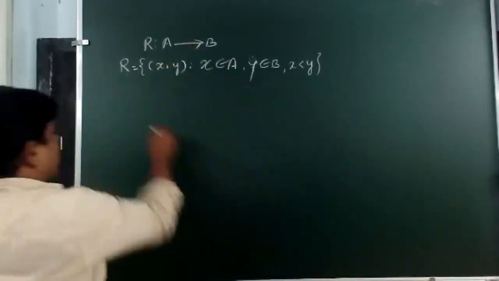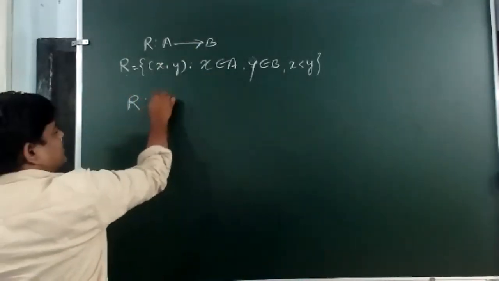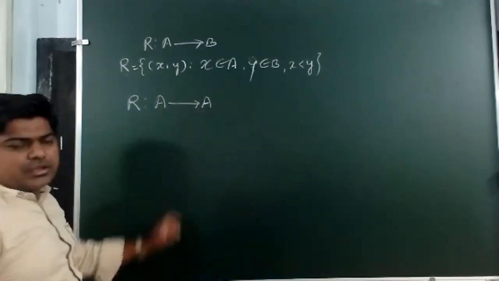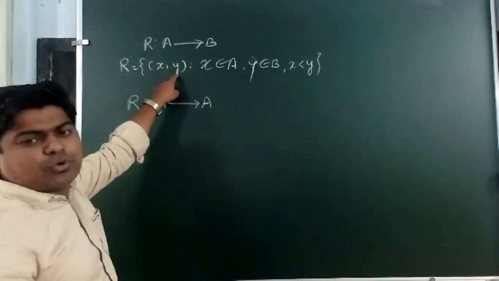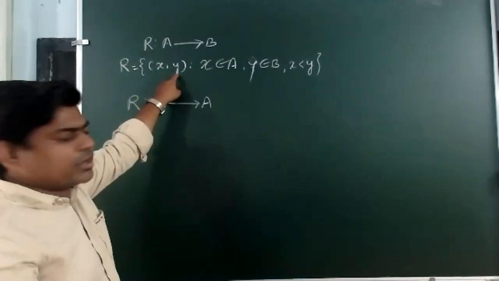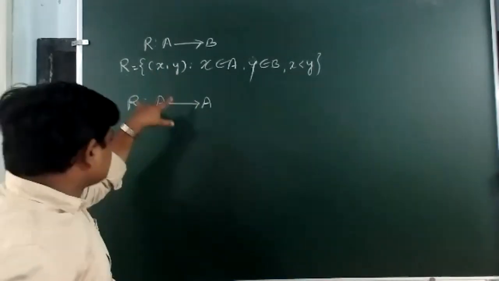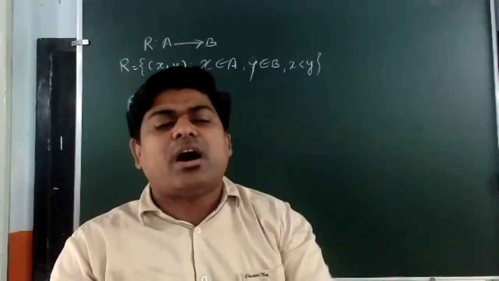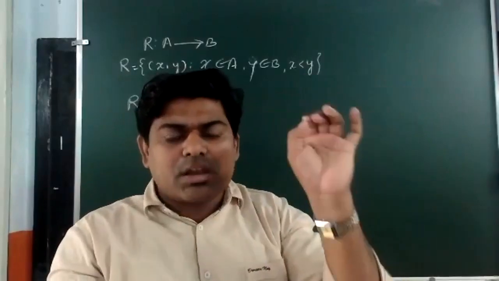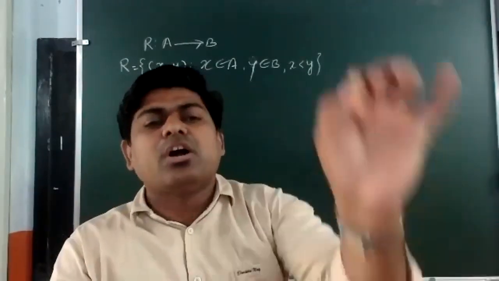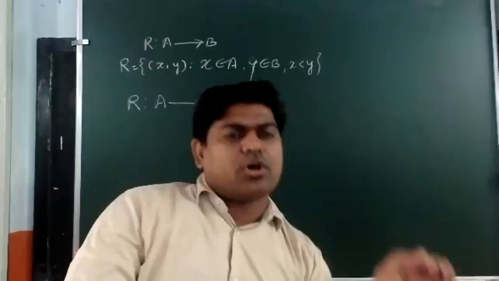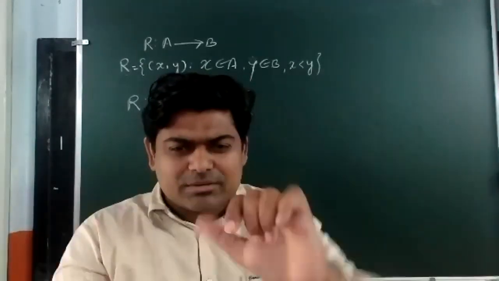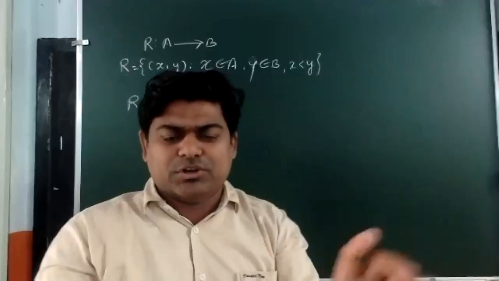Suppose I'm writing a relation defined from A to A, it means both the first and second elements belong to A. This may be written as R, a relation defined on A. A relation R is defined on A. On A means from A to A. These are the few basic things I want to tell you.